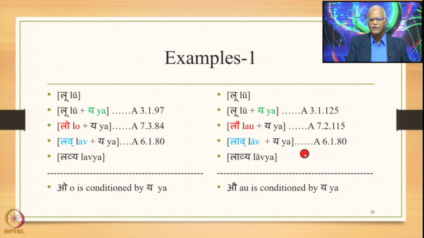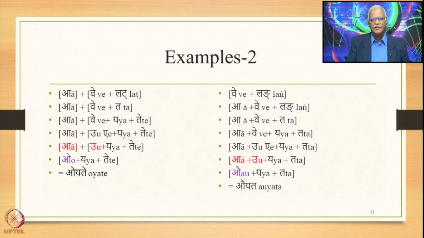Even though we have stated that this av substitution is brought about by 6.1.80, this is actually not the particular example of this sutra, because as we said, this is a positive statement and results in negation. So the negative example can be cited as the example of 6.1.80. That is what 6.1.80 blocks. That is what 6.1.80 does not allow to get generated. And here are those examples. First one is oyate and the second one is auyata.